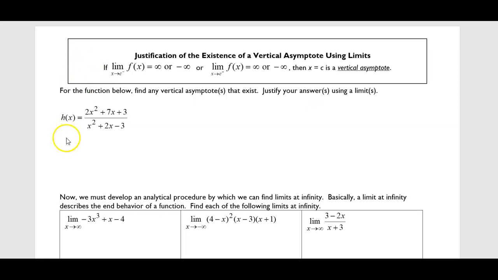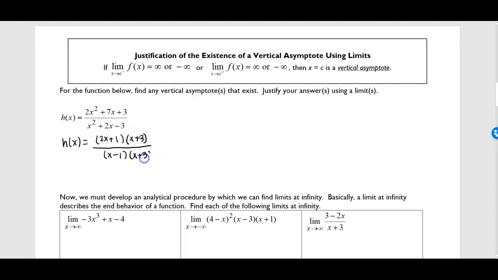So let's go ahead and factor h of x. That helps us see what we're dealing with. The last problem told us specifically where to find limits. This one we're going to have to figure out on our own. So I'll factor the numerator. It's 2x plus 1 times x plus 3. And the denominator is x minus 1 times x plus 3.